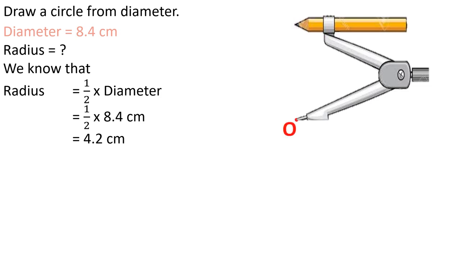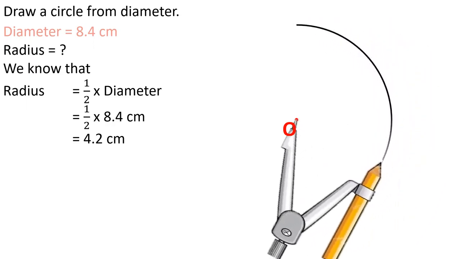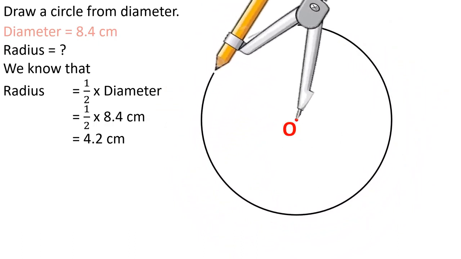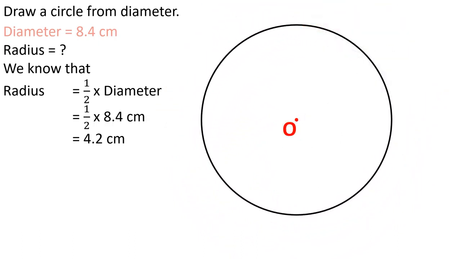Mark a point O on a sheet of paper. Keep the needle arm of compass on the point O. Rotate the pencil head around the center point marked O. Thus, we get a circle of 4.2 cm radius.